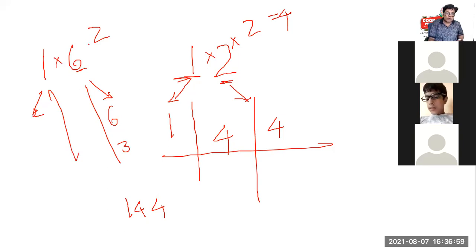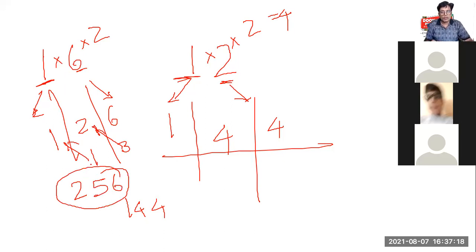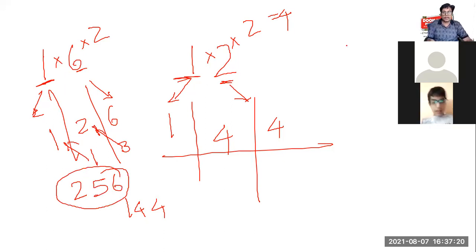1 into 6 into 2, that is 12, I will write here. 1 square I will write here. Now this will be carry over here, this will be carry over here. So 2, 5, 6 will be my answer. Got it? That is the square trick.